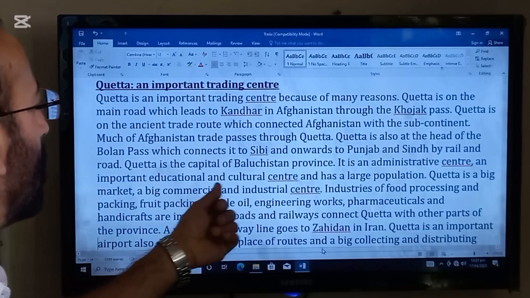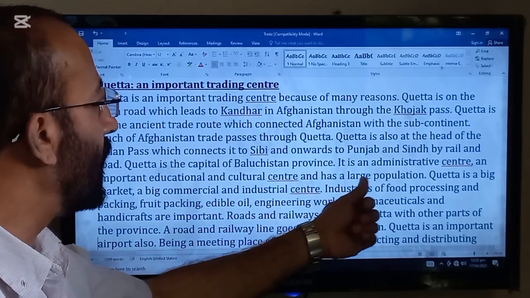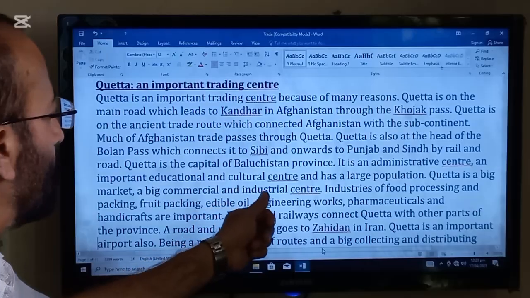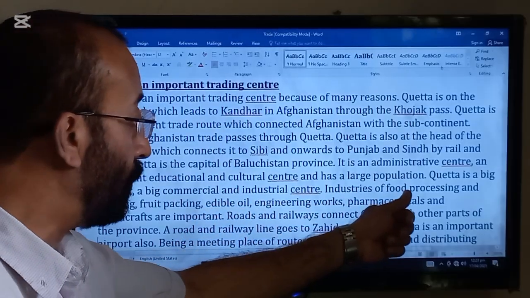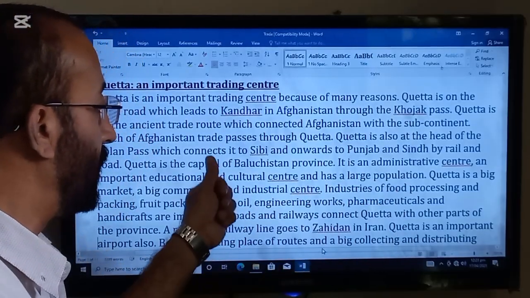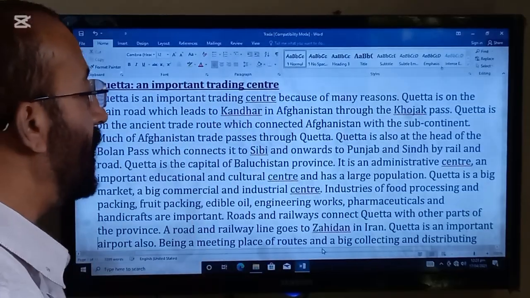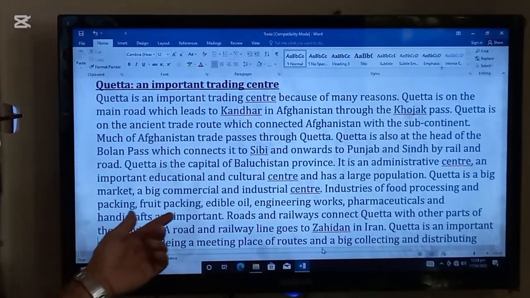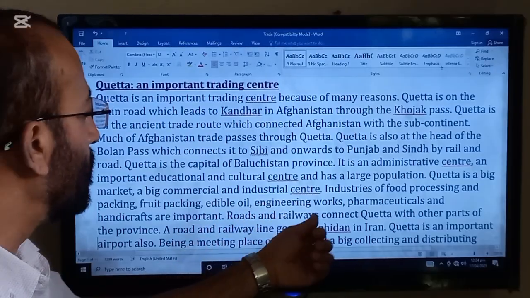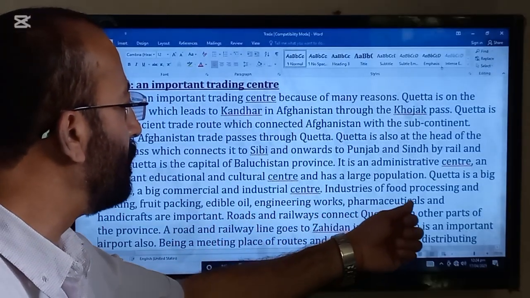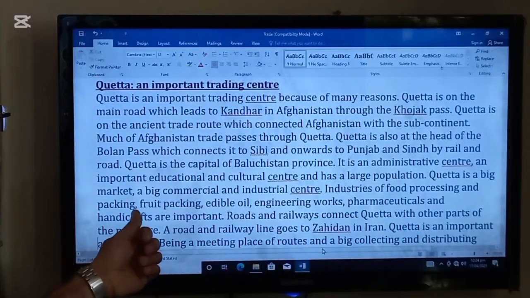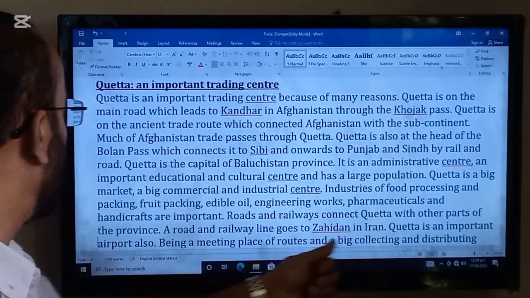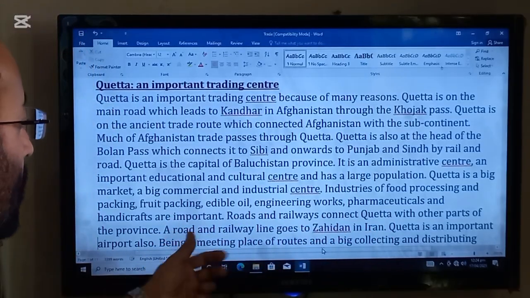Quetta is the capital of Balochistan province. It is an administrative center, an important educational and cultural center, and has a large population. So these are very important factors. This is a very important trade center. Quetta is a big market, a big commercial and industrial center. Industries of food processing and packing, fruit packing, edible oil, engineering works, pharmaceuticals, and handicrafts are important.